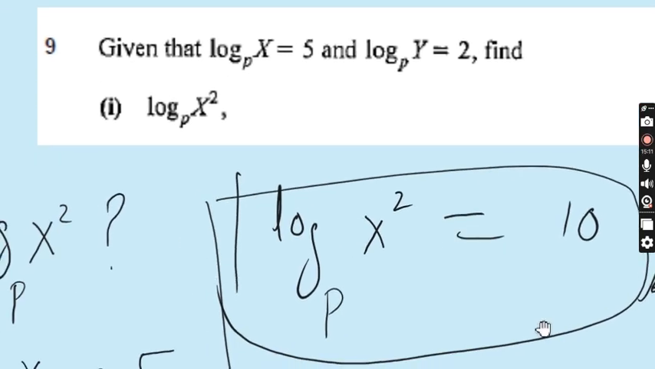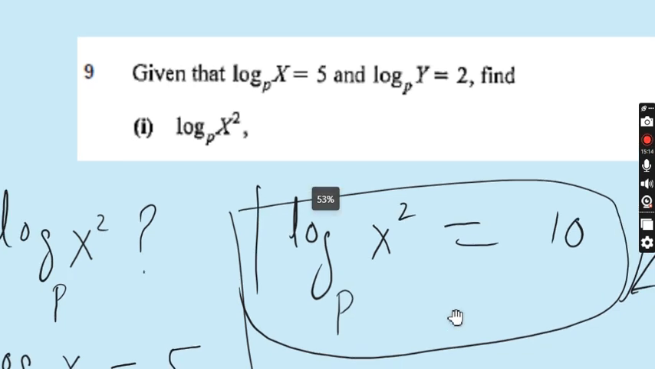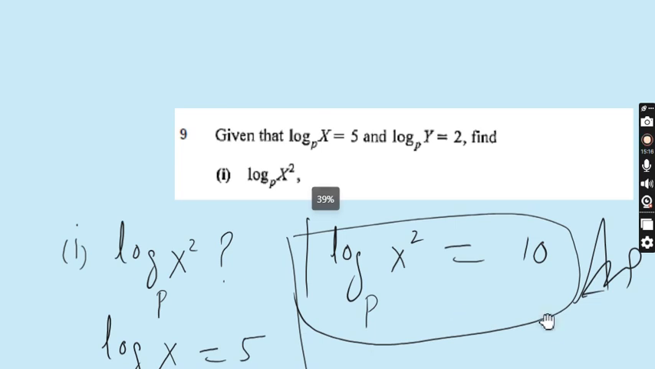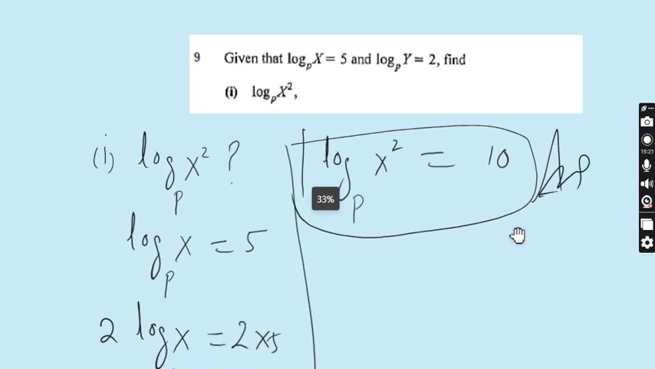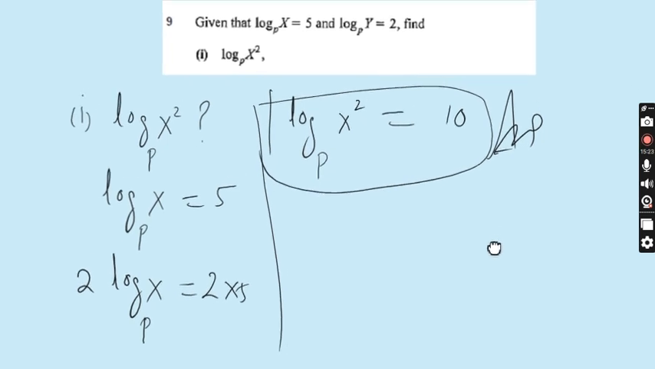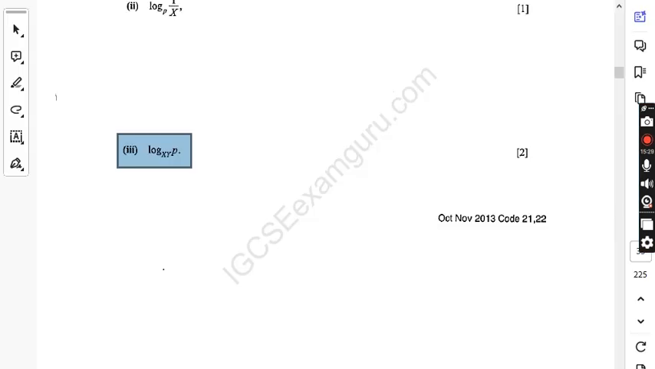This is the main question. Log px is equal to 5 and log py is equal to 2. If you know the rules of logarithm, every question is very easy. This question came in October November 2013 paper 2-1 as well as paper 2-2. Next question of logarithm.